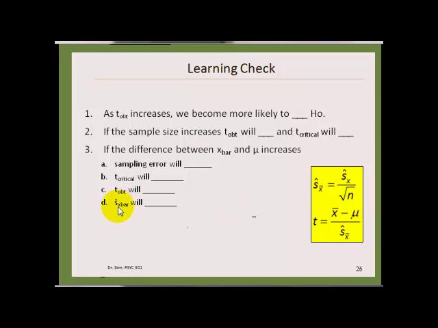What will happen to S X bar, in other words, the standard error as an estimate? That, again, will not change because that's only influenced by these two things. Okay, and if this difference on top gets bigger, I'm going to become more likely to reject the null.